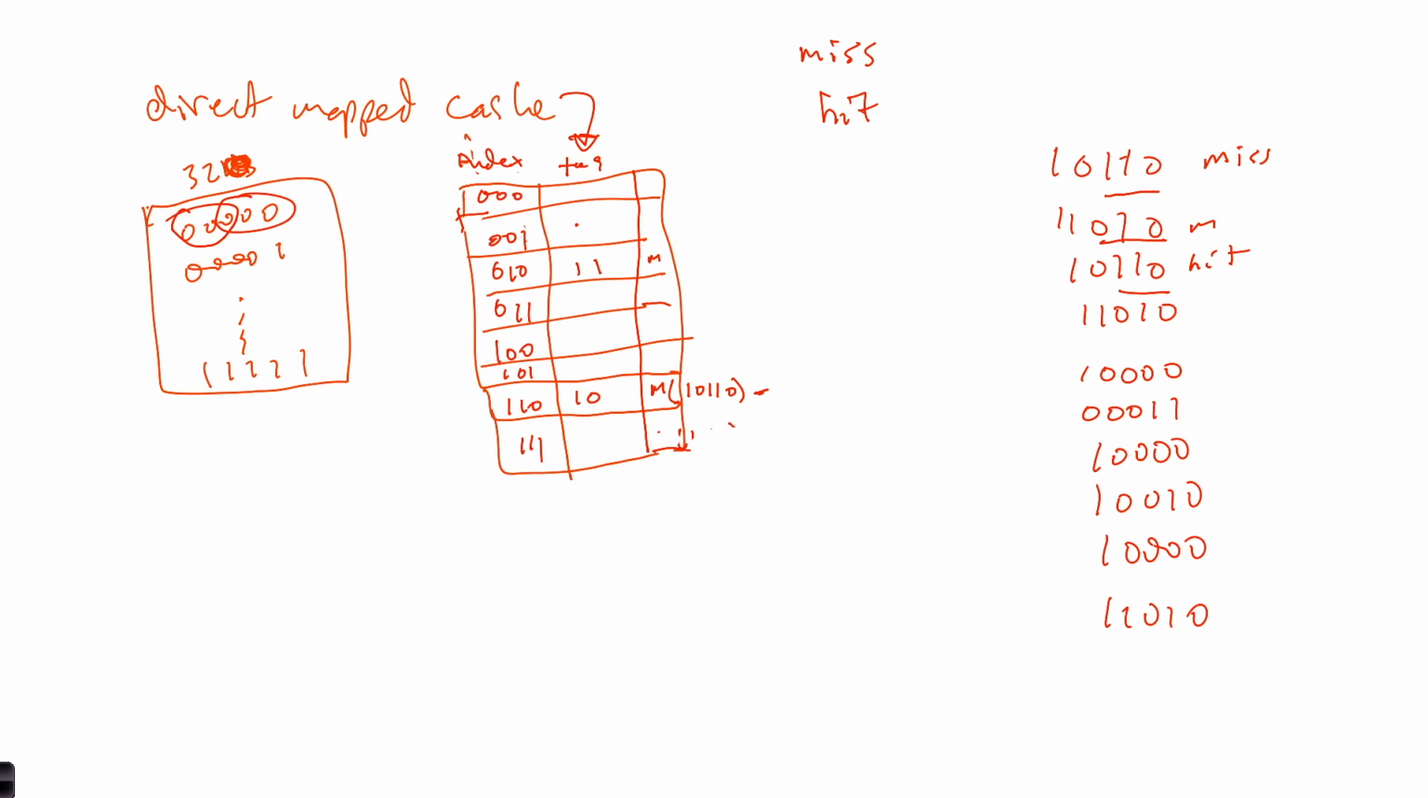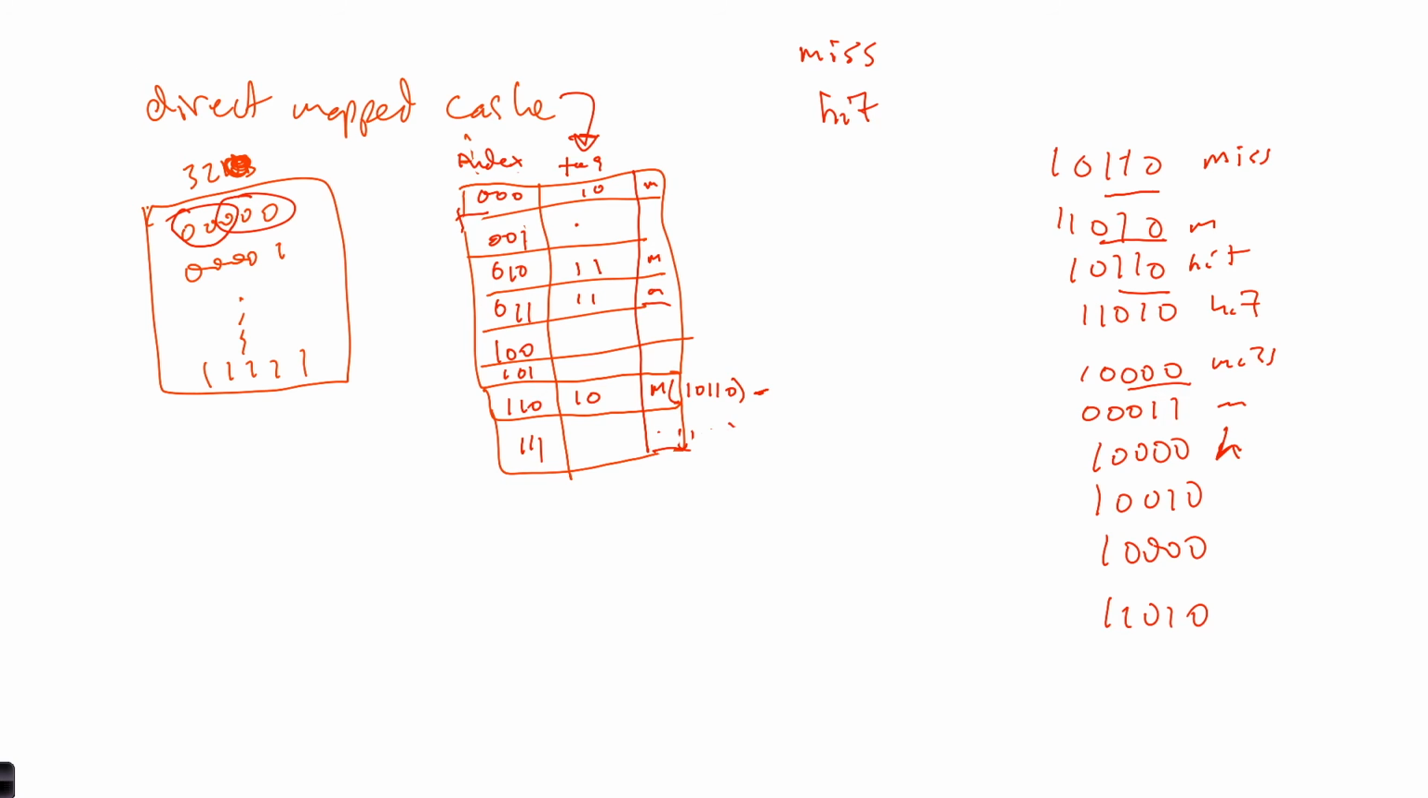Let's look at the next one. 11010. We look at the 010. It is also in there already, so that's another hit. Okay, let's look at 10000. Not there, so we put the 10 there, and we have the memory from that location. That's a miss. 00011, it's a miss. And we'll get to one that's interesting in a second. The memory there. And then 10000. Oh, we already saw that one too? Yes, we did. That's a hit.